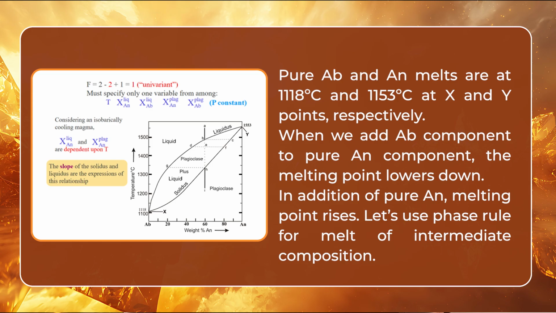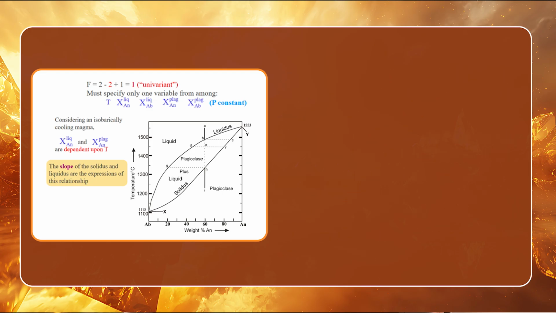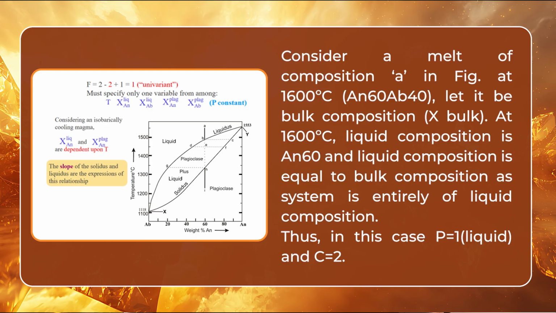Let's use the phase rule for a melt of intermediate composition. Consider a melt of composition A in the figure at 1600 degrees centigrade. An is 60 and Ab is 40. Let it be bulk composition F. Bulk at 1600 degrees centigrade. Liquid composition is An60, and liquid composition is equal to bulk composition as the system is entirely of liquid composition.